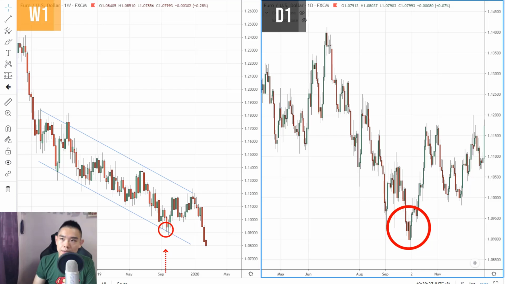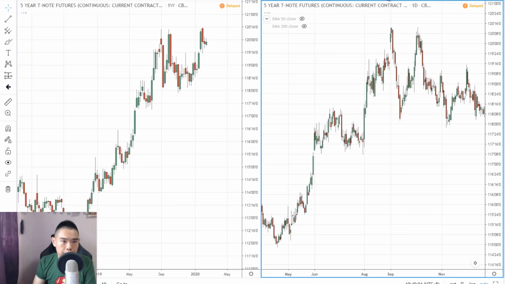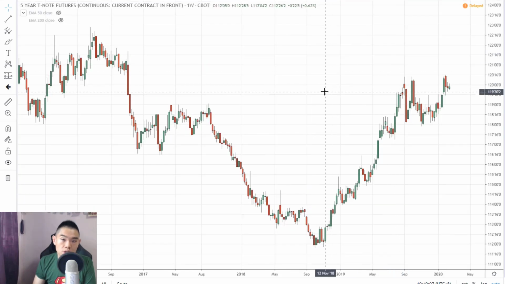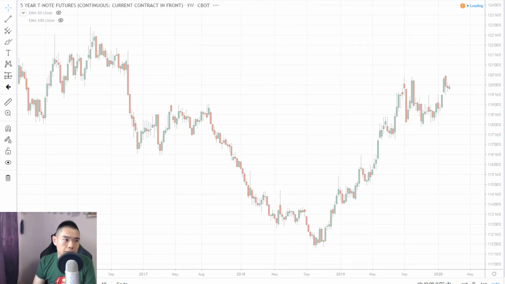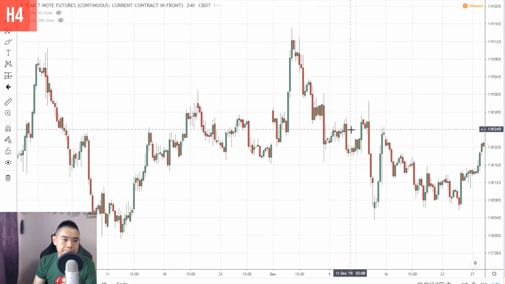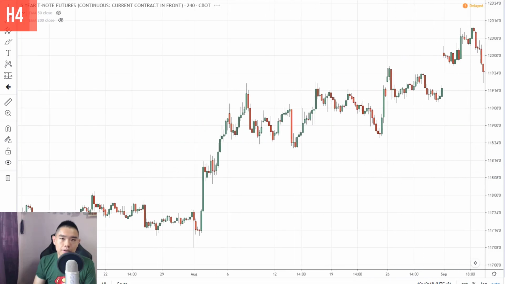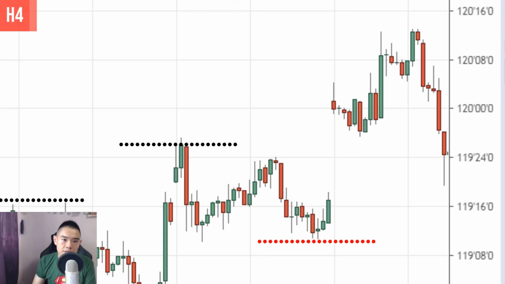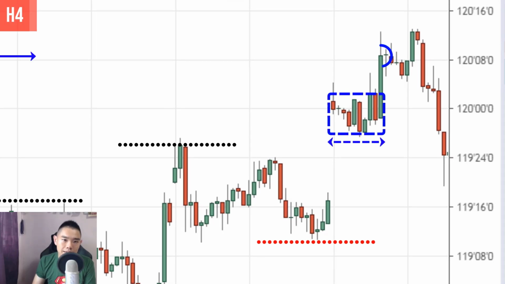Let me give you one more example. This time around, we use a different tool to define your area of value. So if you look at the 5-year Treasury note futures, over here, again, same thing. If you look at this chart, many traders will look at this and say, oh, Rayner, look at this, higher lows, higher highs. Market is in an uptrend. There's this consolidation here, Rayner. Let's buy the breakout. Do you want to do that?